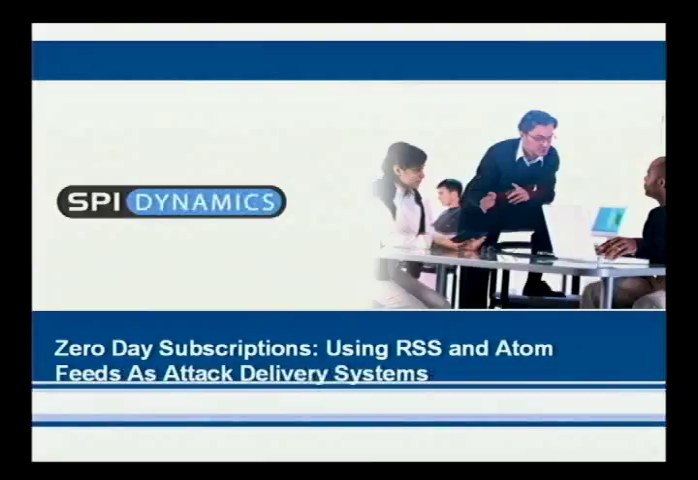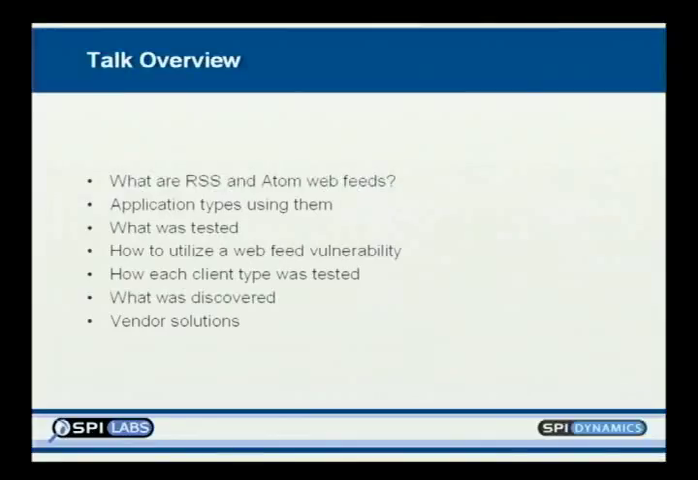In a nutshell, this is a really high-level overview. RSS and Atom feed readers are a neat little vector for additional uses of cross-site scripting, among other things, and I'll walk you through a few demos. I'm going to describe what RSS and Atom feeds are, the application types using them, what I tested, how I tested them, the different types of applications that utilize the feed, what I found, and some things people can do to fix it.